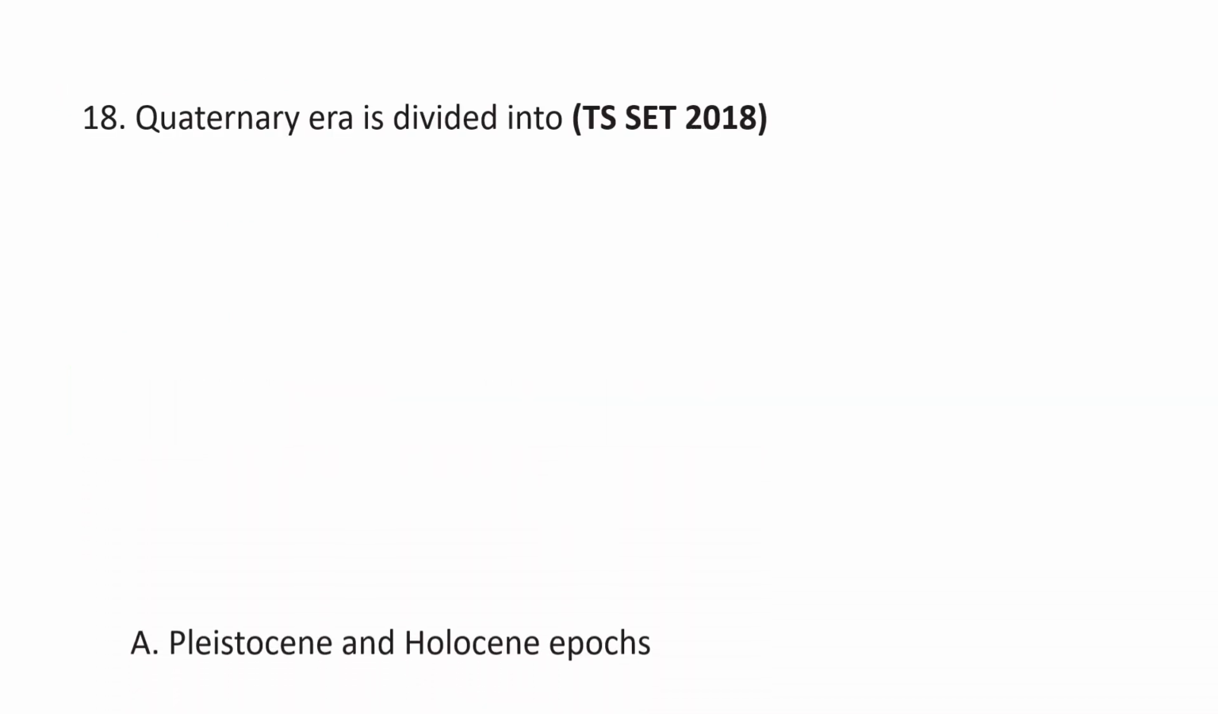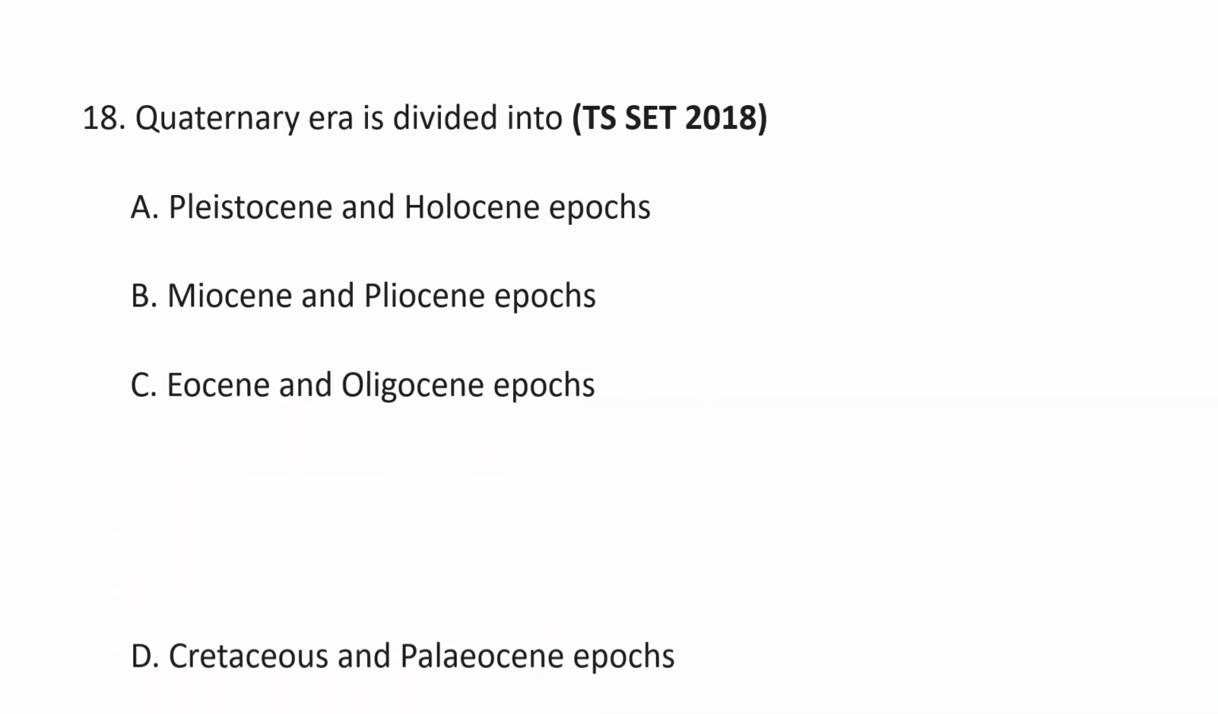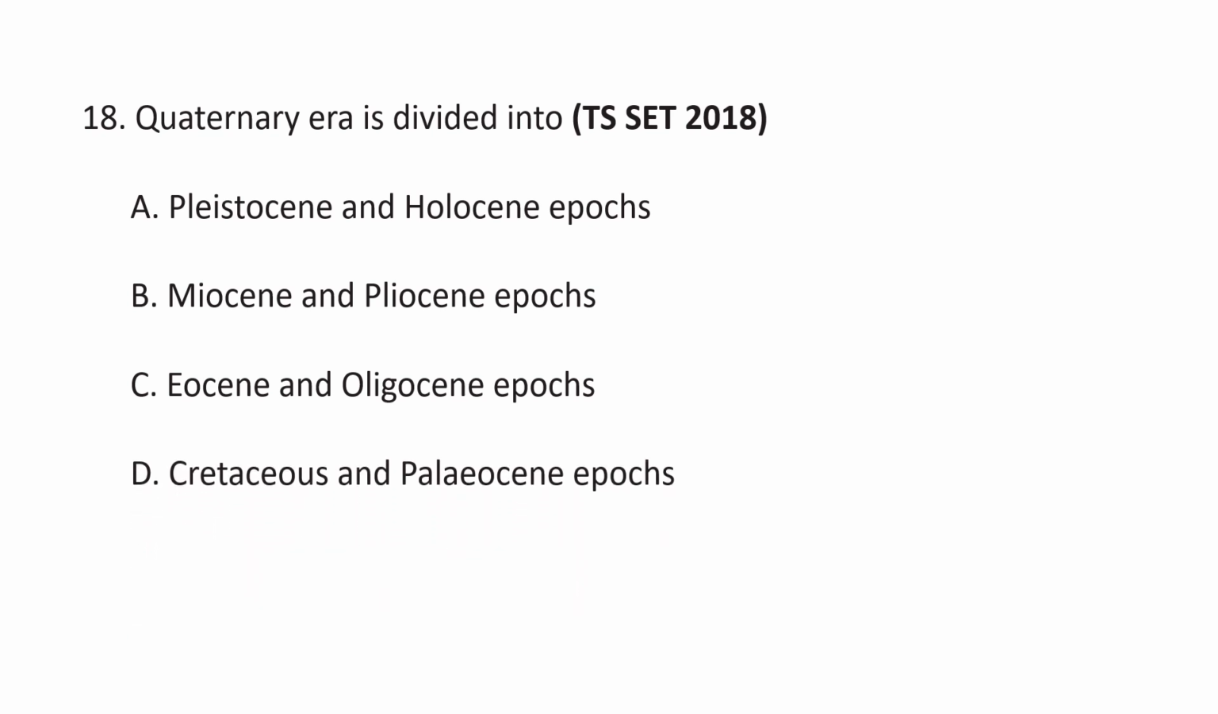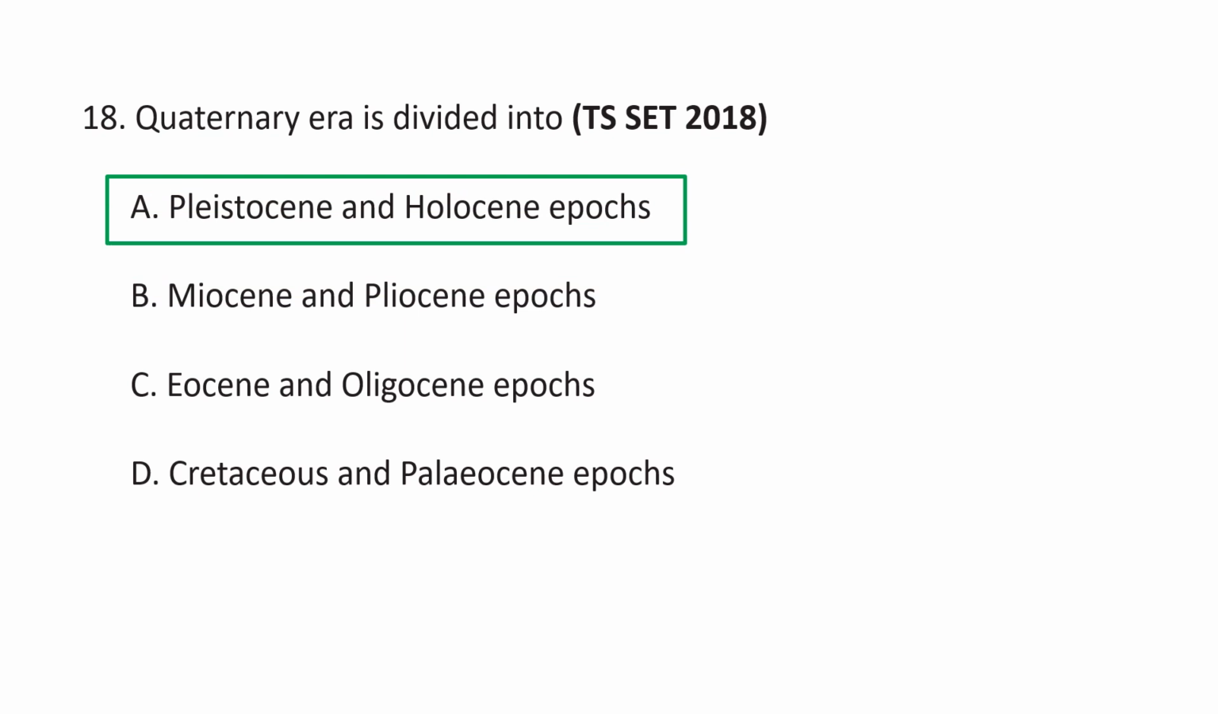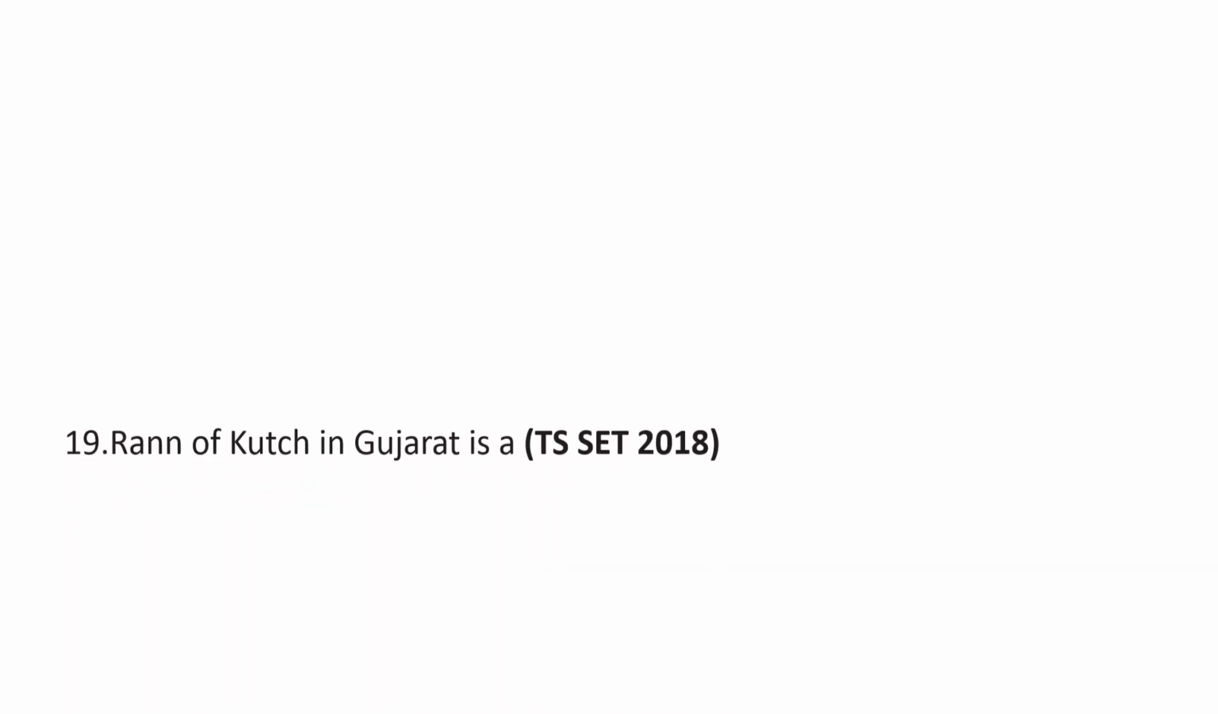Next question. Quaternary era is divided into A. Pleistocene and Holocene epochs, B. Miocene and Pliocene epochs, C. Eocene and Oligocene epochs, D. Cretaceous and Paleocene epochs. So the Quaternary period is divided into Pleistocene and Holocene epochs. A is the correct answer.